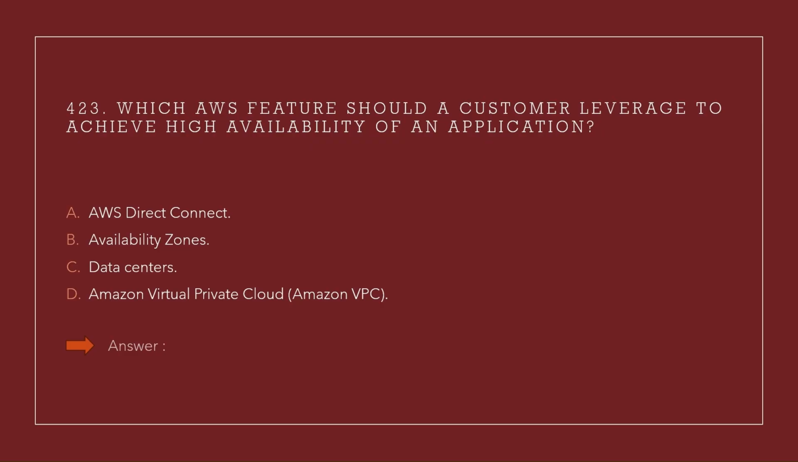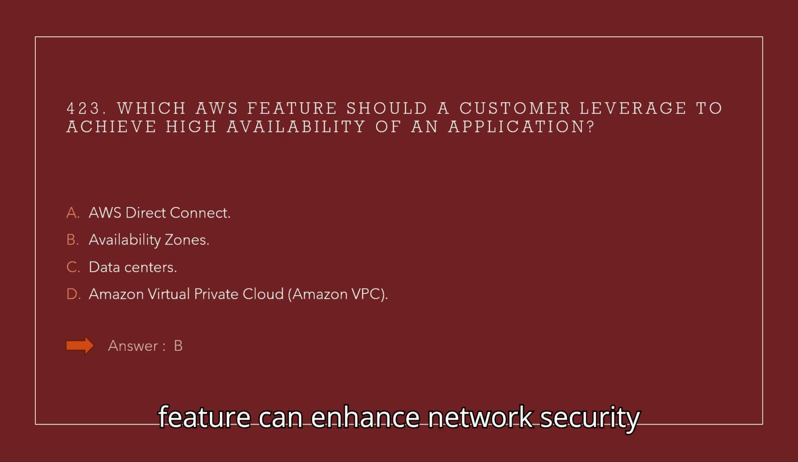Which AWS feature should a customer leverage to achieve high availability of an application? AWS Direct Connect, Availability Zones, Data Centers, or Amazon Virtual Private Cloud, Amazon VPC? Correct option is option B, Availability Zones. So, Availability Zones is an AWS feature that customers can leverage to achieve high availability of an application.